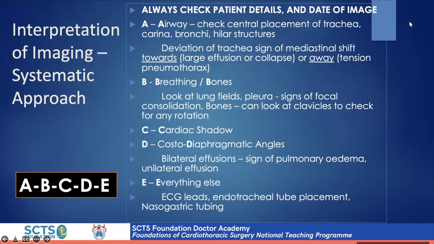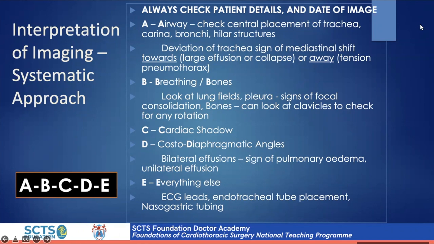That's an important thing. I know it sounds silly to keep on repeating it, but it is important, and things sometimes can get missed. First of all, A, is looking at airway, looking at the trachea to see if it's centrally placed, looking at the carina, looking at the main bronchi as well as the hilar structures.